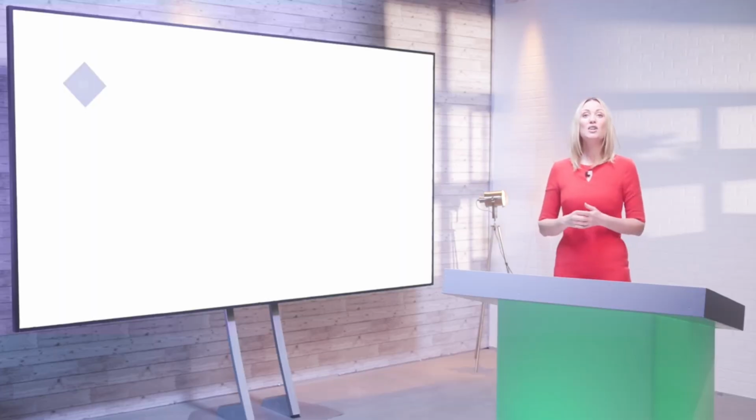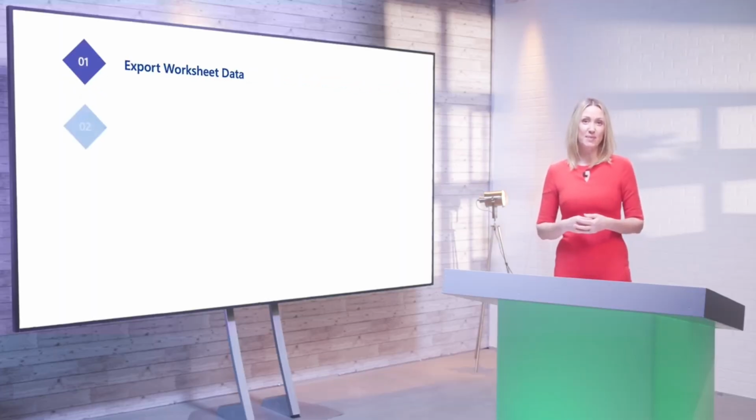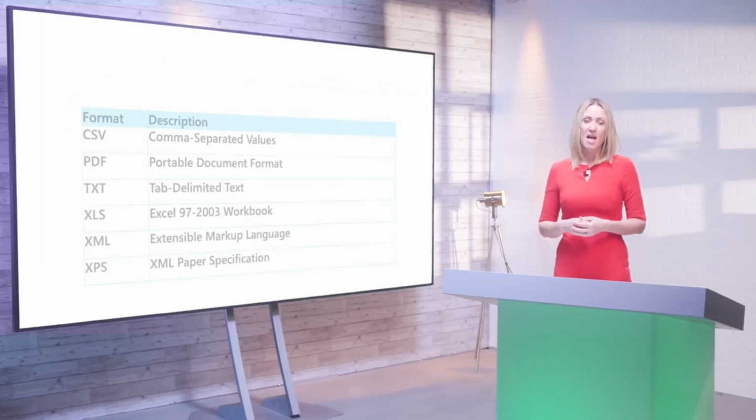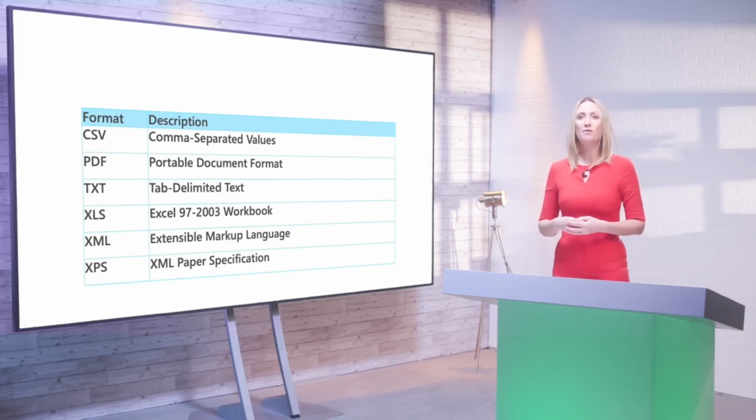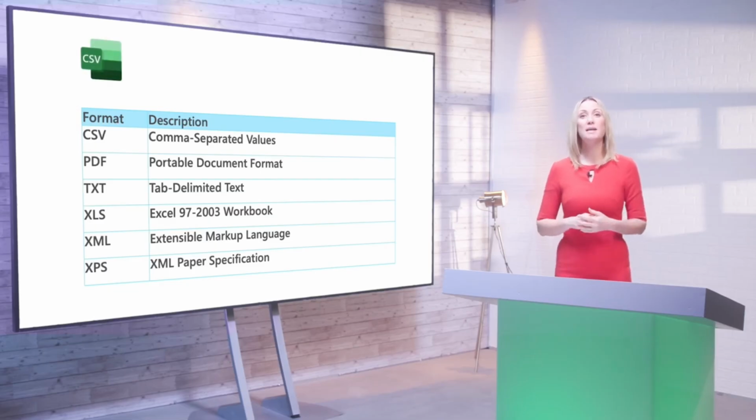In this lesson, you will learn how to export worksheet data and use data sources. Excel provides you with several file format options to export your data, each with its own purpose and characteristics. There are many other options to choose from, with the most common being CSV, PDF and TXT. CSV stands for comma separated values. This file format is used to store tabular data. Column data is separated by commas. All formatting is removed. Excel only saves the active worksheet.